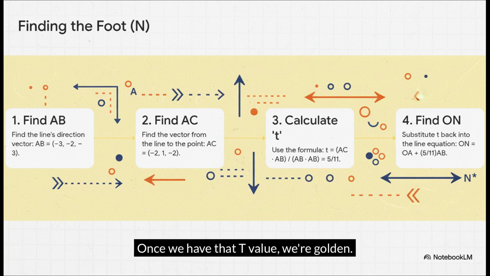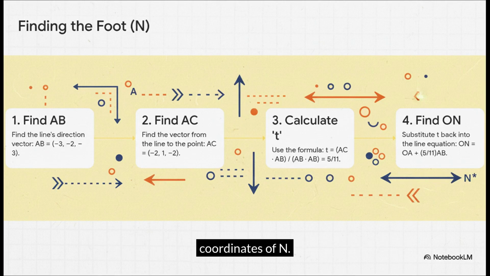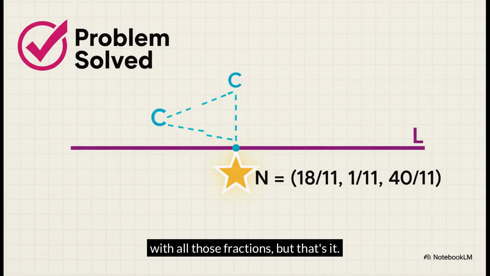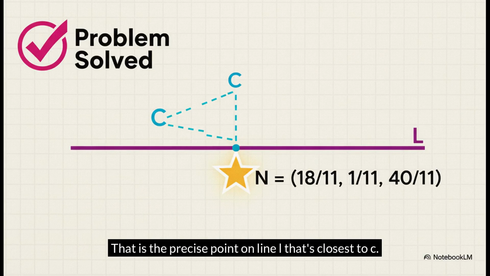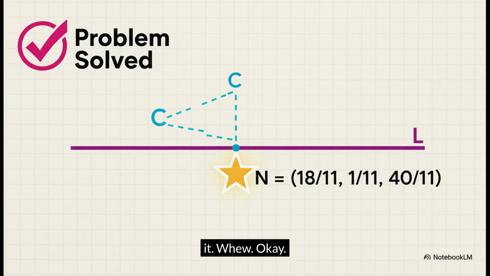Once we have that t value, we're golden. We just plug it back into our main line equation to find the coordinates of N. And there you have it. Yeah, the coordinates are a little messy with all those fractions, but that's it. That is the precise point on line L that's closest to C. I know that one was tough, so seriously, nice work sticking with it.